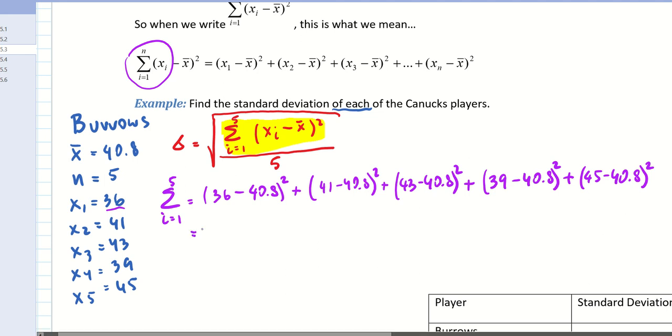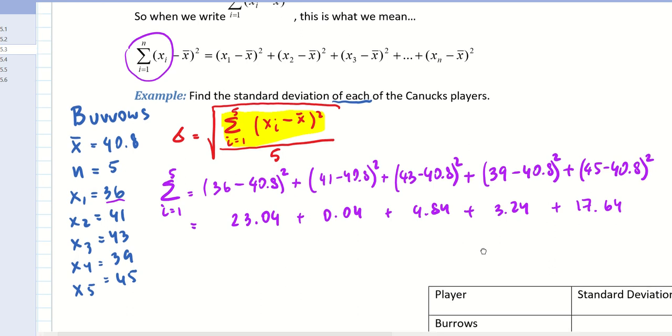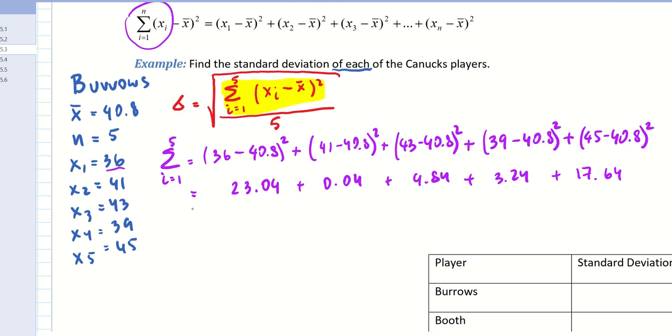Let's see. The first one equals 23.04, and this all equals 0.04, and all of this equals 4.84, and all this equals 3.24, and the last one is 17.64. All right, so that's what all of these values equal. So let's add this all together. So all of this now equals 48.8.